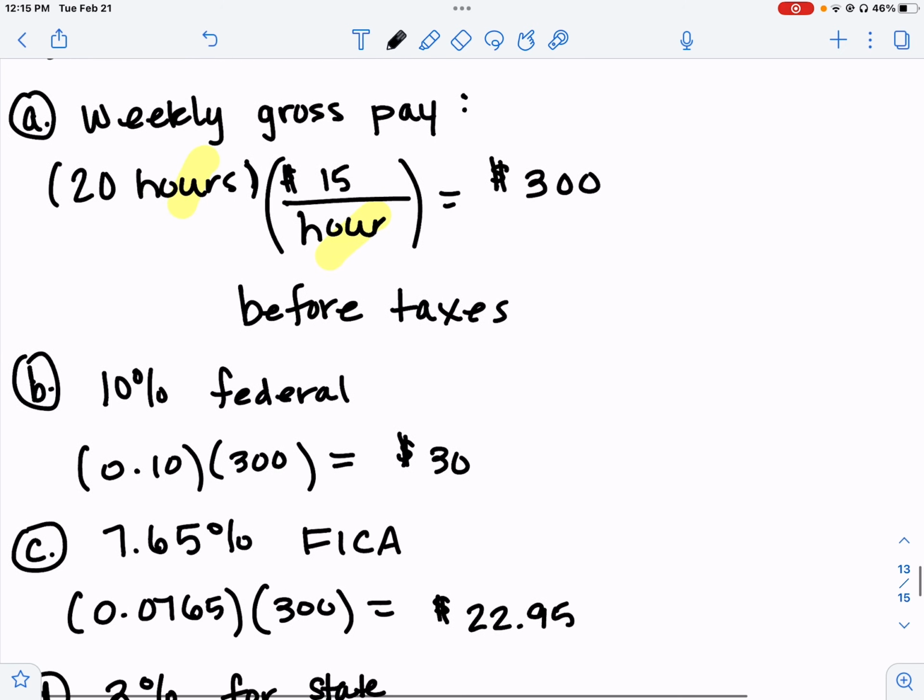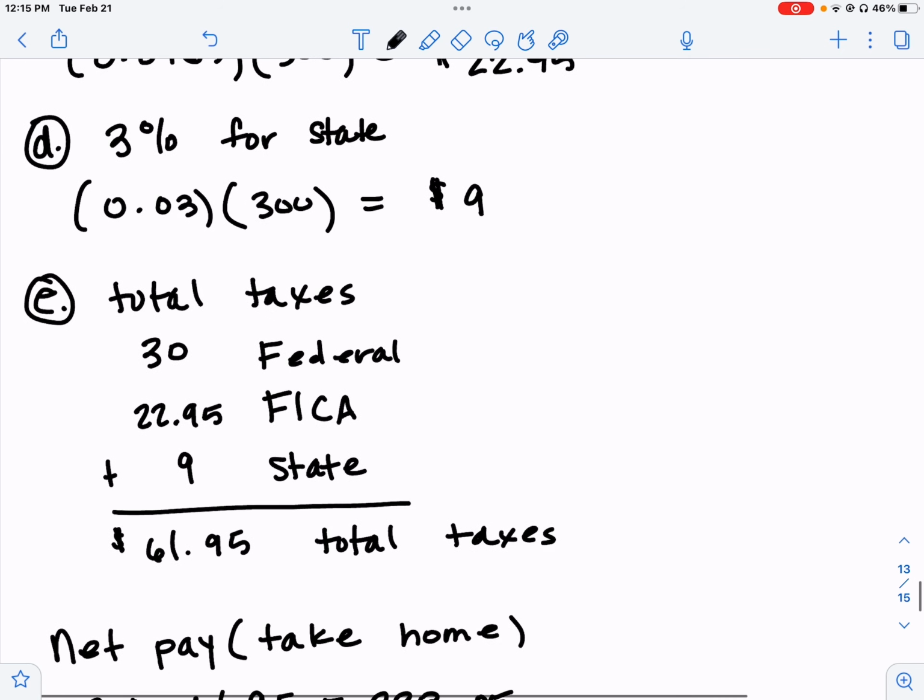Okay, so what's our weekly pay? 20 hours per week times 15 per hour is $300 before taxes. Okay, so before taxes is your gross pay. Okay, 10% of that 300, 0.10 times 300 is 30. 7.65% of the 300, 0.0765 times 300 is $22.95. 3% for state, so 0.03 times 300.